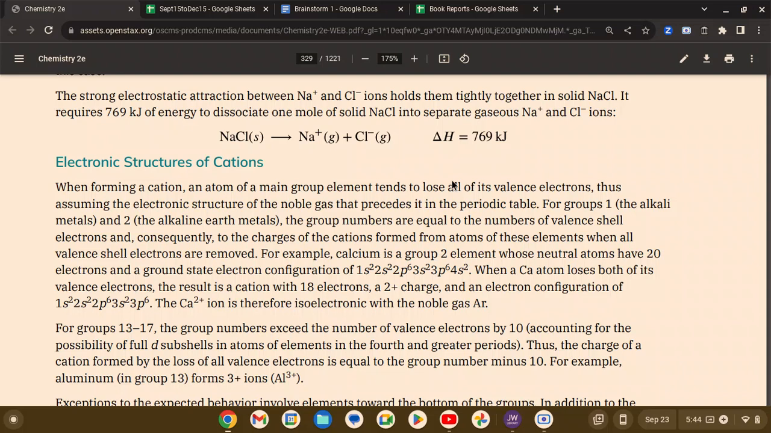For example, calcium is a group 2 element whose neutral atoms have 20 electrons and a ground state electron configuration of 1s2, 2s2, 2p6, 3s2, 3p6, 4s2. When a calcium atom loses both of its valence electrons, the result is a cation with 18 electrons, a +2 charge, and an electron configuration of 1s2, 2s2, 2p6, 3s2, 3p6. The calcium ion is therefore isoelectronic with the noble gas argon.